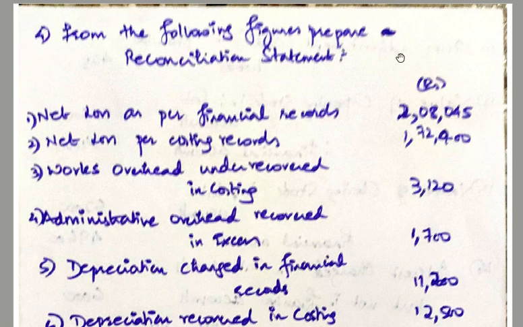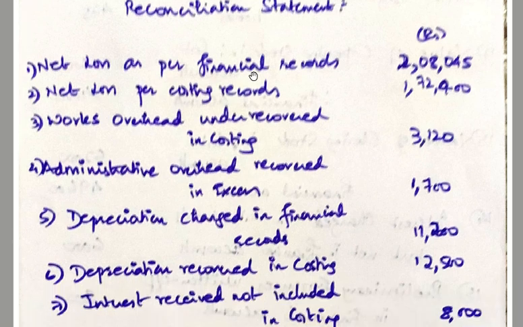From the following figures, prepare a reconciliation statement. So net loss as per financial account. So here also we don't have the profit, we have the loss given. So if we have the loss given, as per the format, whatever we added, we will minus it, and whatever we minus in the format, we will add it here. It is the inverse thing that we are doing.